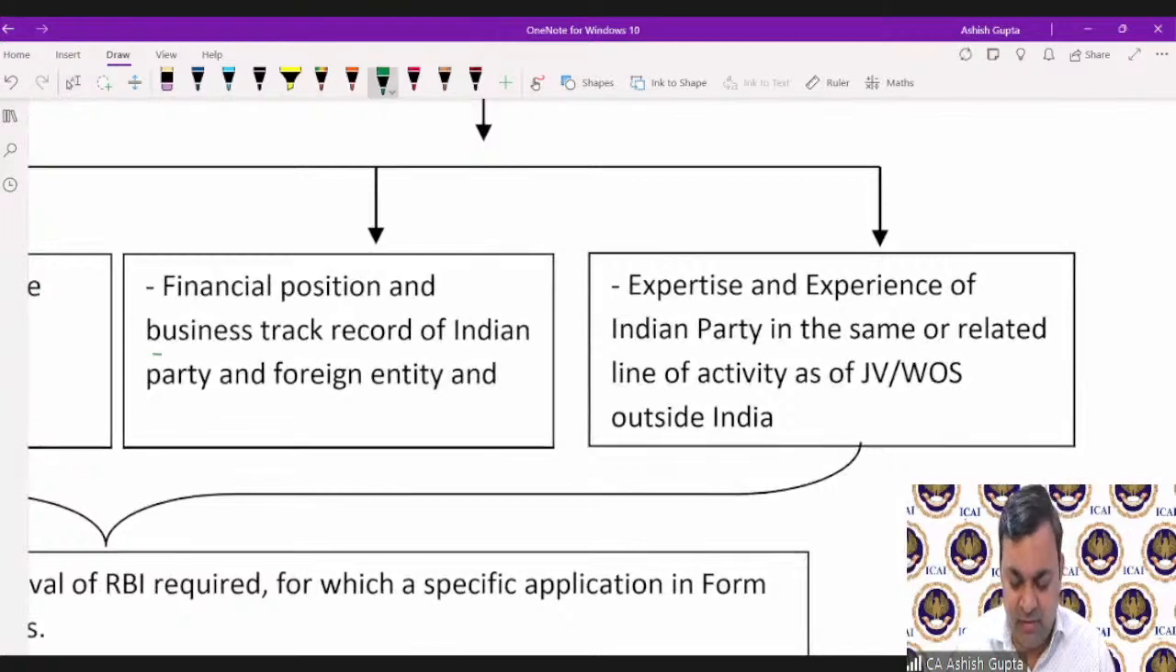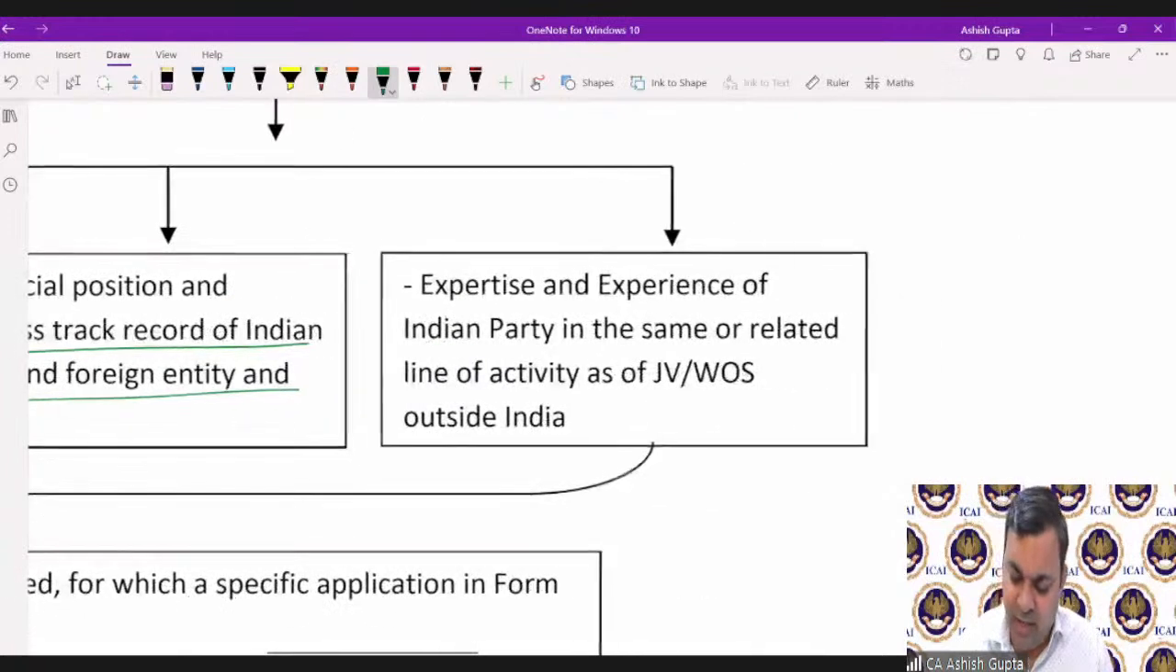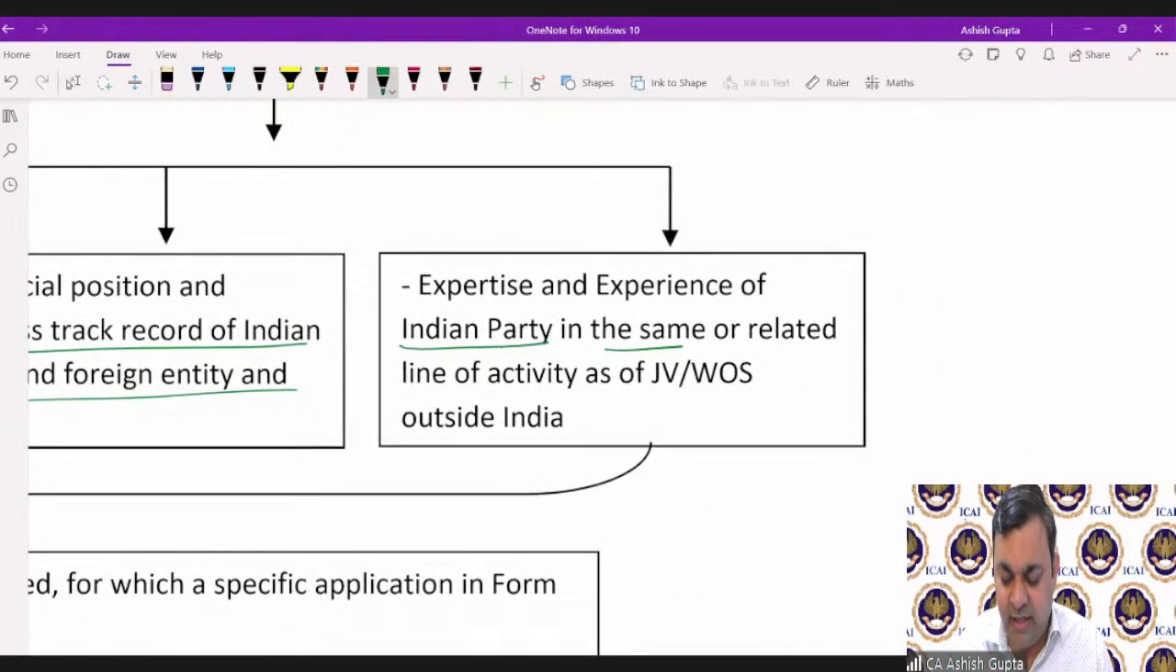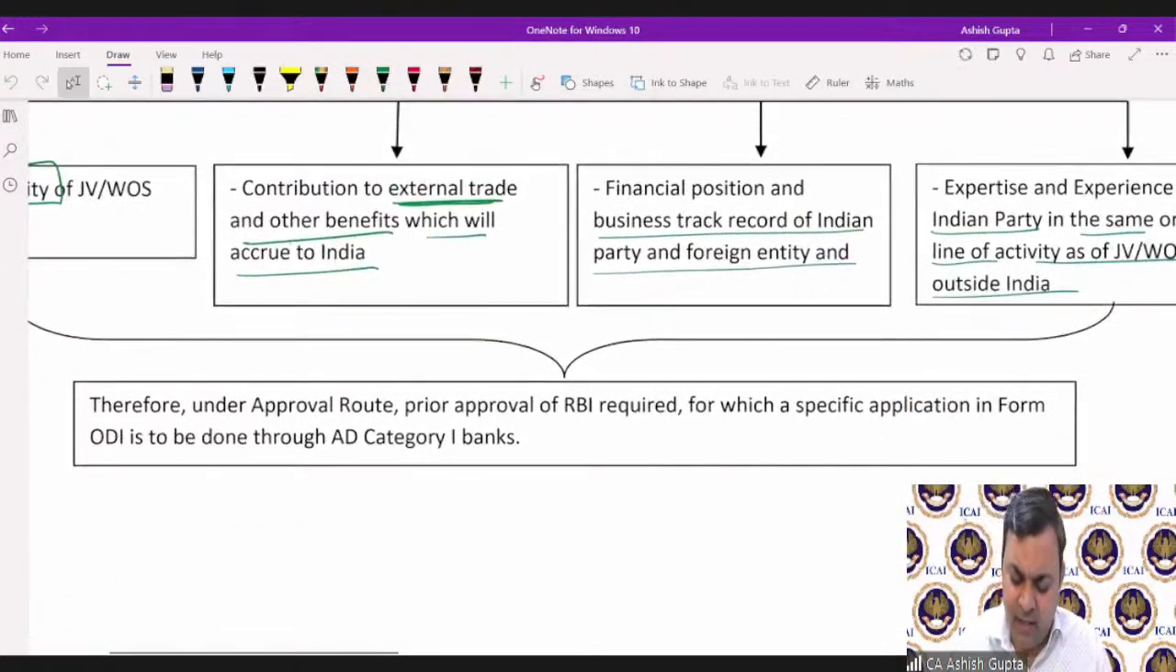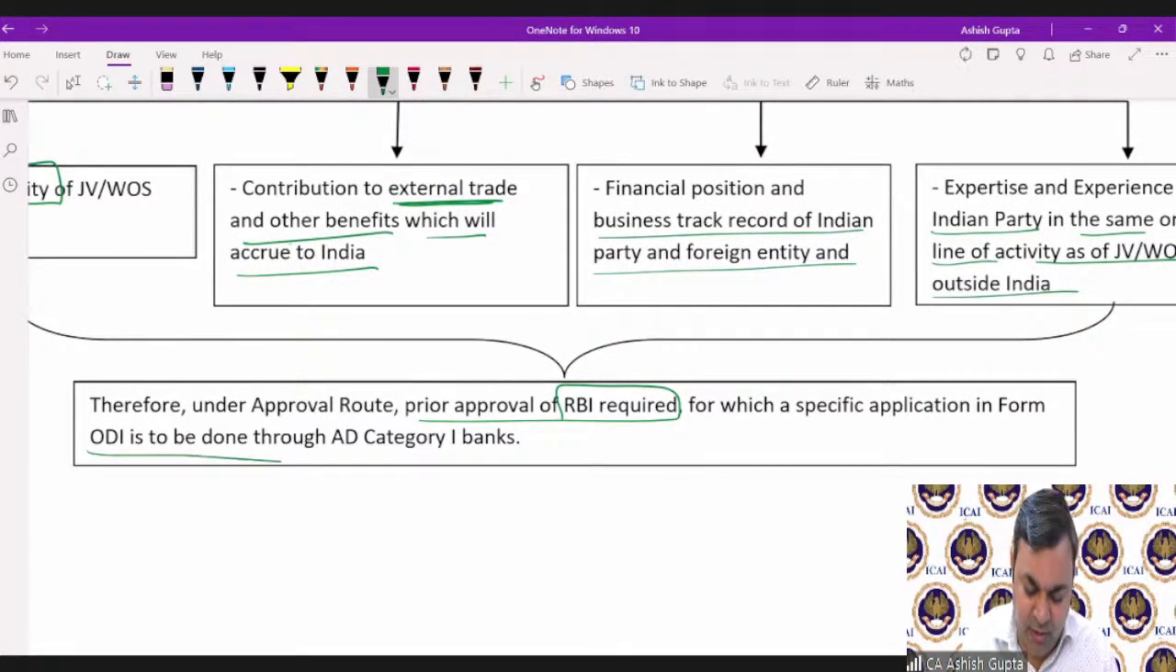Financial position and business track record of the Indian entity and foreign entity, they will check both records. Expertise and experience of the Indian party in the same or related line of activity. So what is your experience in the respective field? Therefore, under the approval route, prior approval of RBI is compulsory, for which a specific application in Form ODI is to be made through an authorized dealer category 1. Till here, if you have any doubt, you can ask on the ODI part.